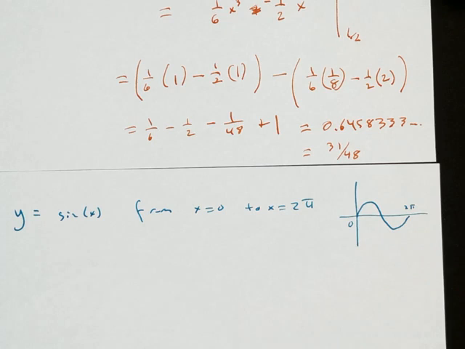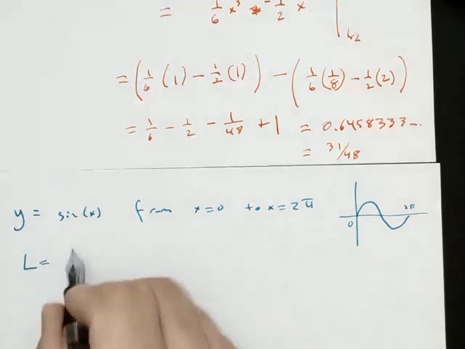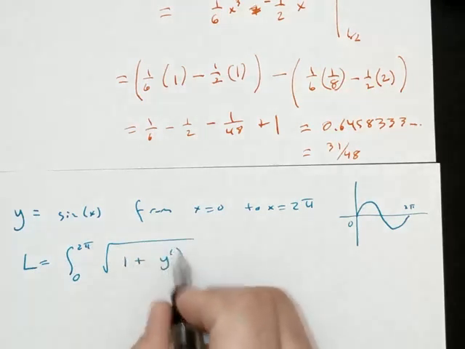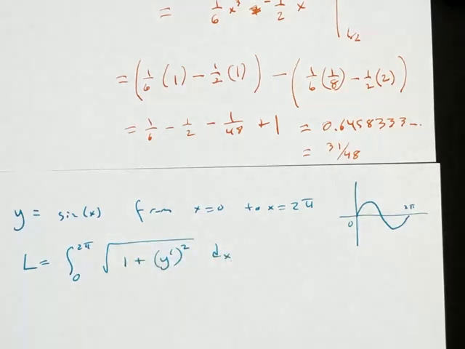These are related to circles. This answer should somehow be related to circles. Unfortunately, when I go to set up the integral, remember my length will be the integral from 0 to 2 pi, 1 plus y prime squared dx. What's y prime? Cosine x. Yeah. Which means I'm going to get 1 plus cosine squared.